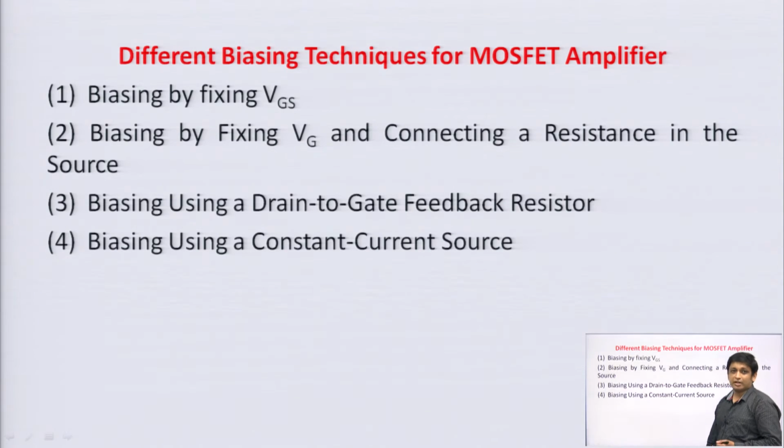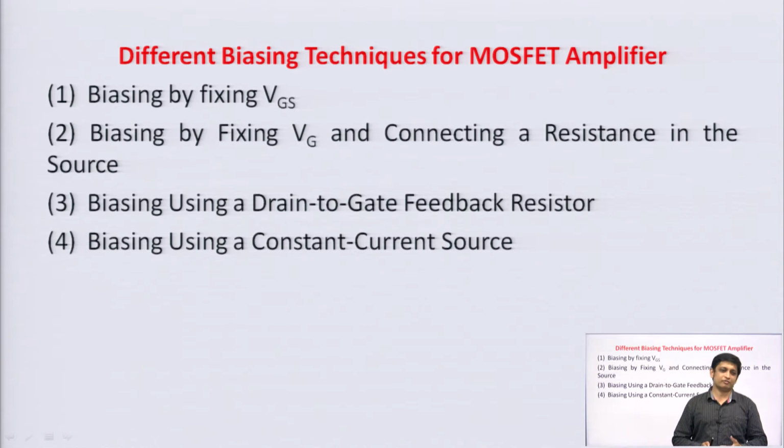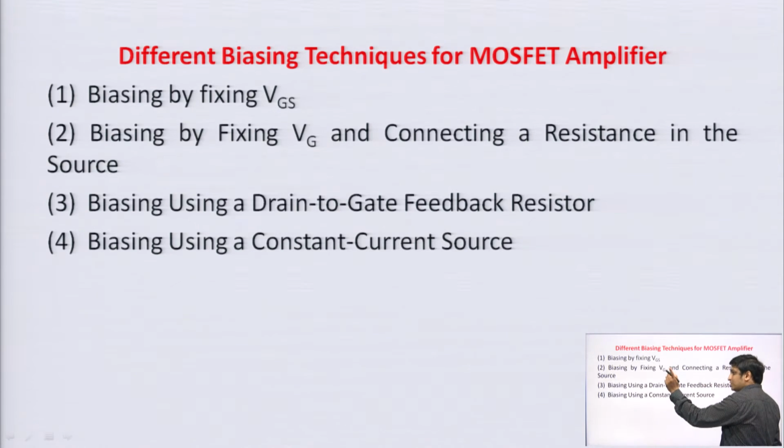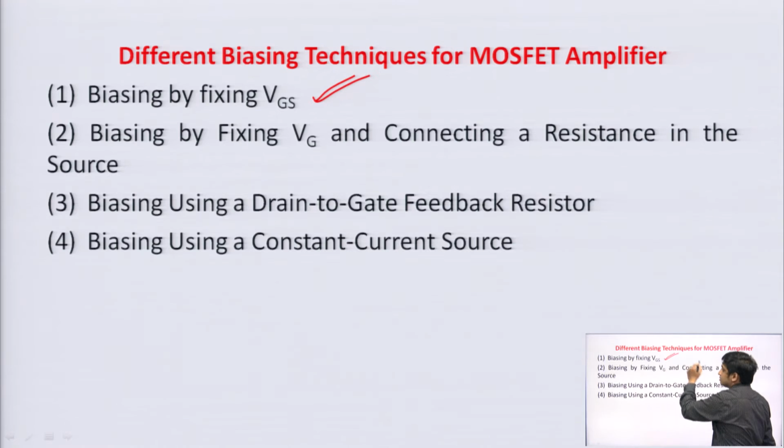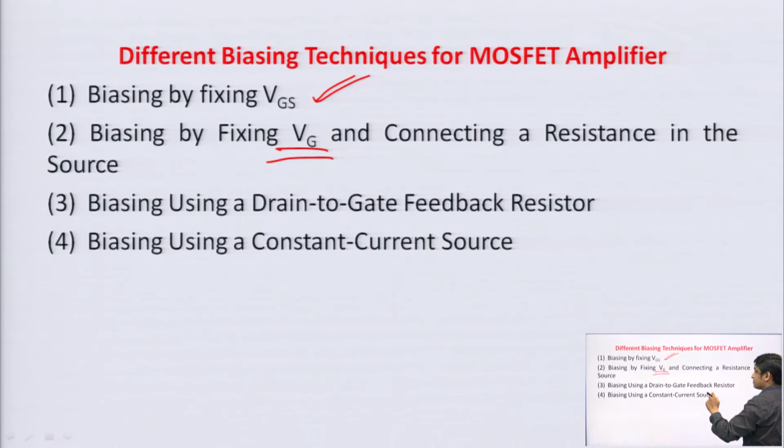There are different biasing techniques available in MOSFET. You can compare the biasing using BJT with biasing using MOSFET, fine. Once you understand the biasing in BJT, you can easily understand the biasing in MOSFET also. In BJT we studied biasing by fixing VBE, that is the base to emitter voltage. That base to emitter voltage in BJT becomes gate to source voltage in MOSFET. The next technique is biasing by fixing VG, like fixing VB, that is the base voltage, here the gate voltage, and connecting a resistance in the source.